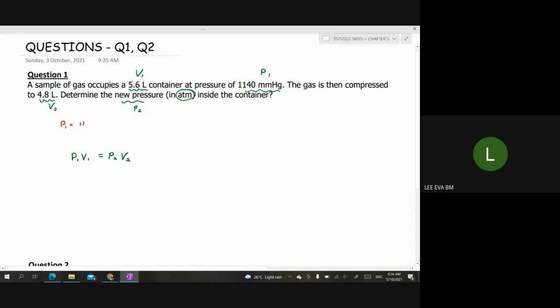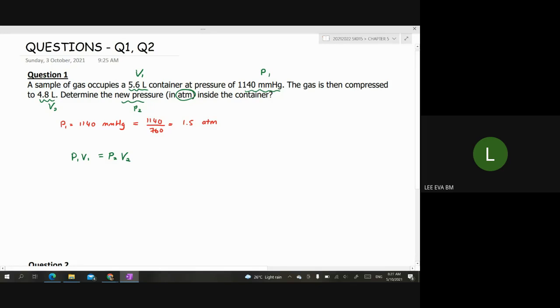So 1140 millimeter mercury. What is the value in ATM? We use 1140 divided by what value? 760. And what value do you get? 1.5. Don't forget to write the unit. Okay, 1.5 ATM.